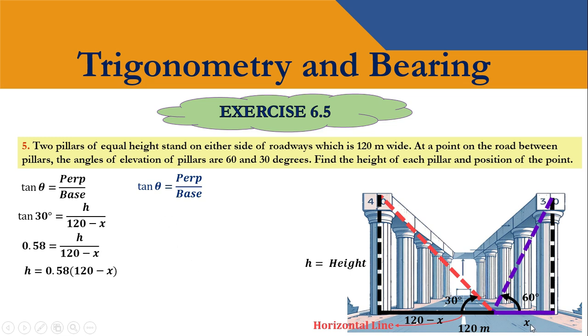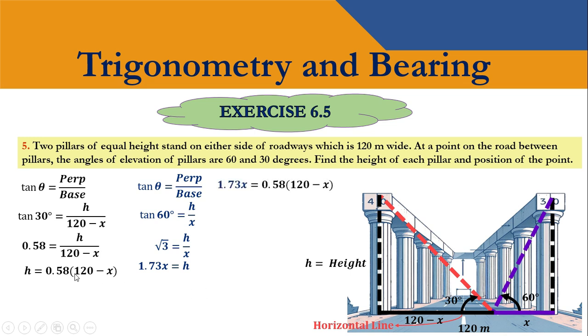Now we have to solve the other triangle to get another equation. So tan theta is equal to perpendicular over base. So tan 60 degrees is equal to h over x. h is the perpendicular and x is the base of our second triangle. Now this triangle gives us the equation 1.73 times x is equal to h.